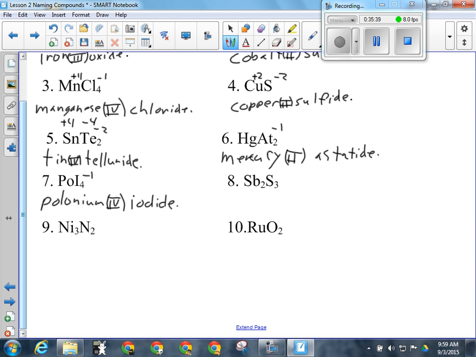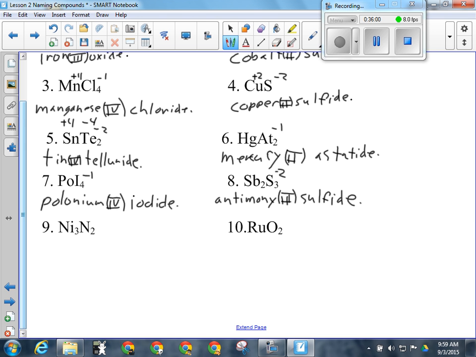We've got antimony with sulfur. Sulfur's a -2, so that makes 6 negatives, so antimony must be a +3. So we've got antimony 3 sulfide. Again, remember there are no capital letters on any of these.